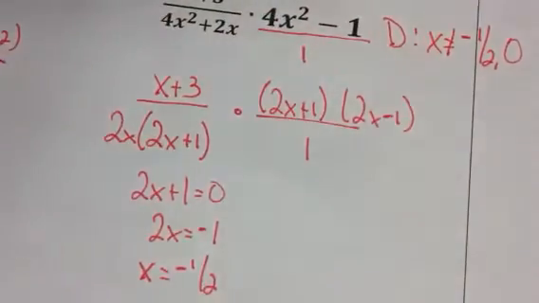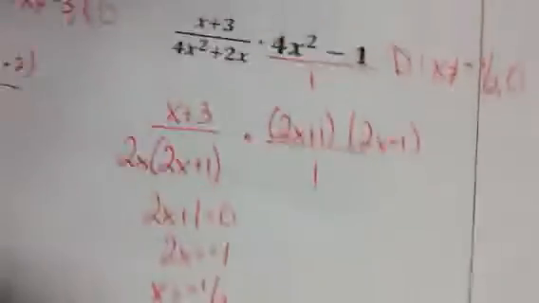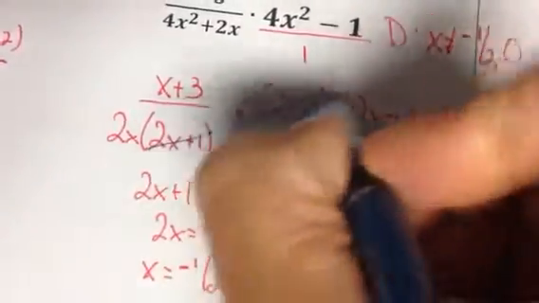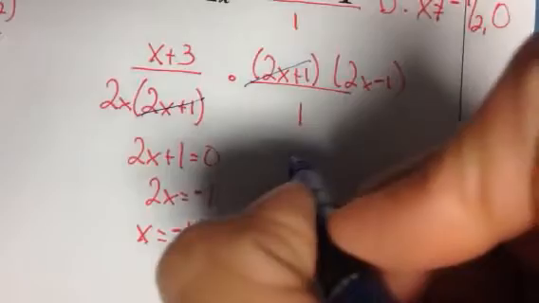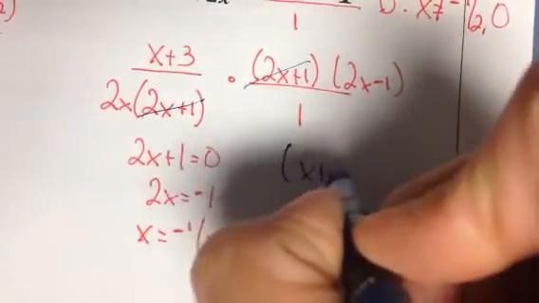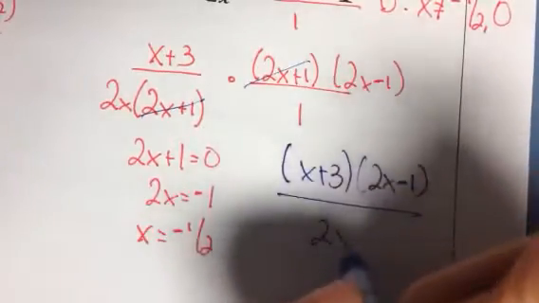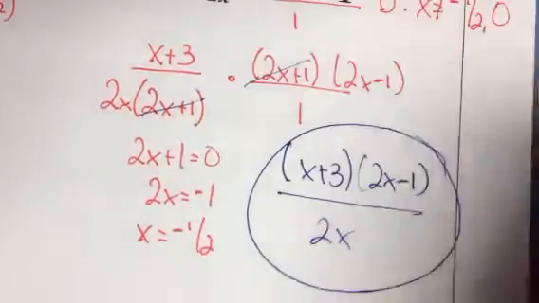But now let's do our canceling out. So this factor of 2x plus 1, we'll take out this factor of 2x plus 1, and that's it. So what we're left with is x plus 3 and 2x minus 1, and in the denominator we're left with 2x, and we're just going to leave it like that.